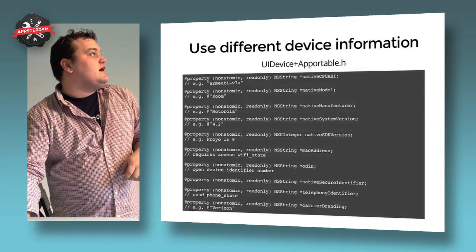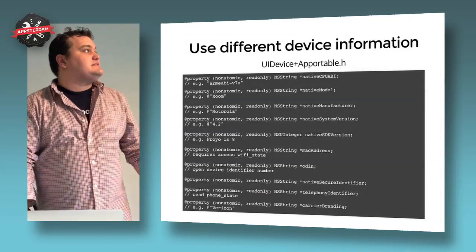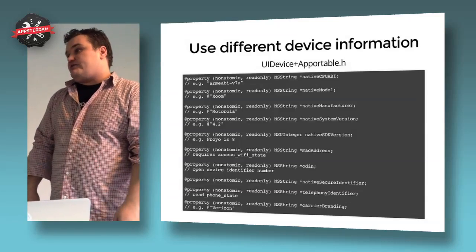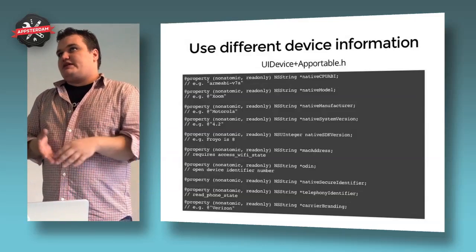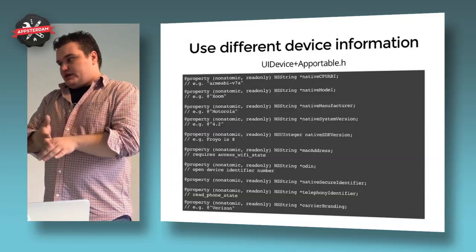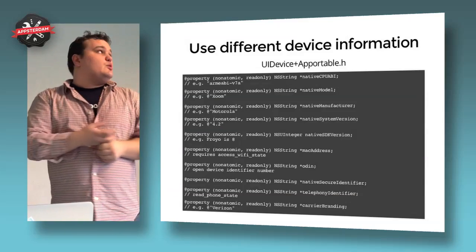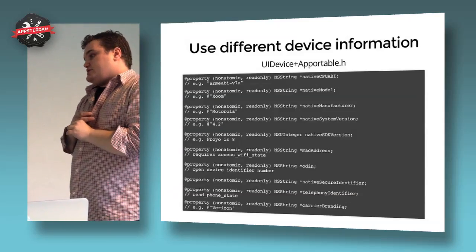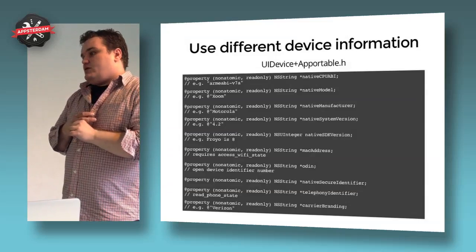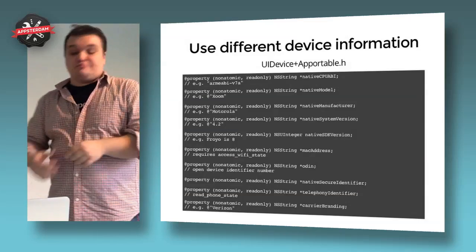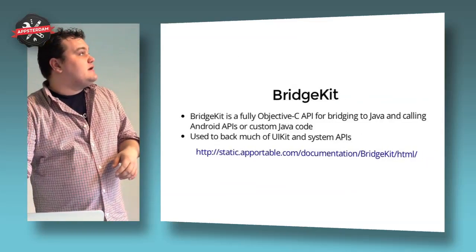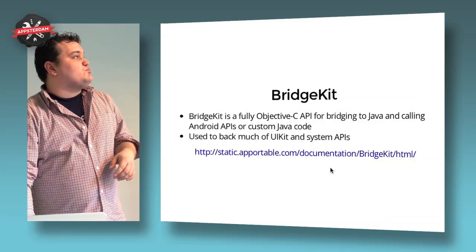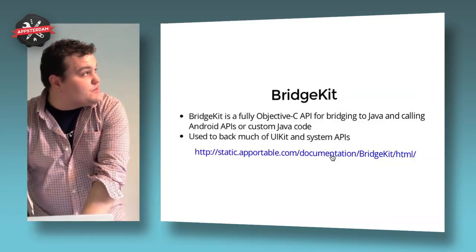And then from there, we expose some ways to get access to the device information as well. We've extended UI device. This pretty much pertains to people that want to quickly ship an app with their existing code base. But we do offer solutions for people that want to build something where they're thinking about Android from day one. And then on top of that, we have this API. It's called BridgeKit. And this is what I was alluding to before.